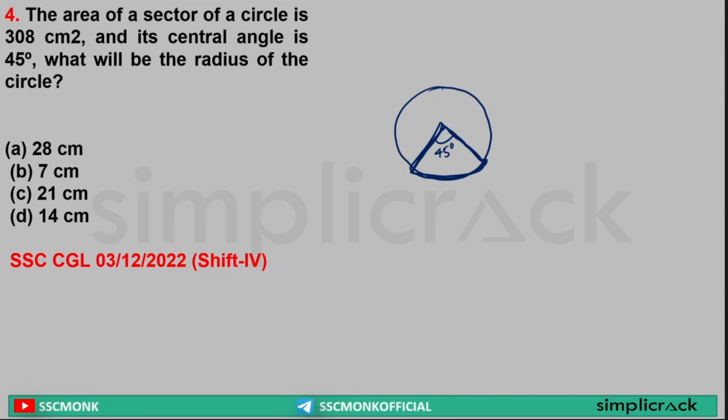So area of sector is equal to what? Area is equal to theta by 360 degree multiplied by pi r square. Clear? Now what is theta? Here theta is equal to 45 degree divided by 360 degree multiplied by pi, that means 22 by 7, into r square. What is r? Not known, because it has given the area of the sector, that is 308 centimeter square.